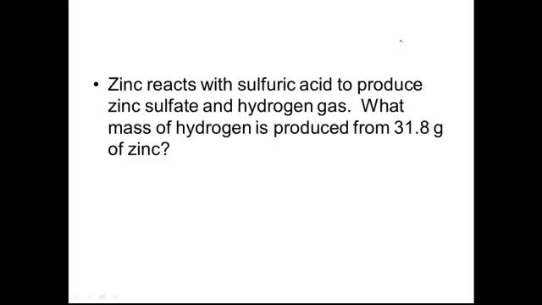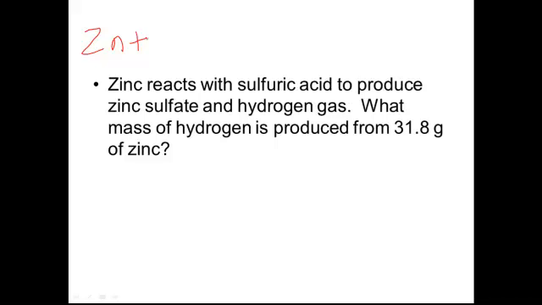Okay, our next question says zinc reacts with sulfuric acid to produce zinc sulfate and hydrogen gas. What mass of hydrogen is produced from 31.8 grams of zinc? So we've got Zn, zinc, reacting with sulfuric acid.